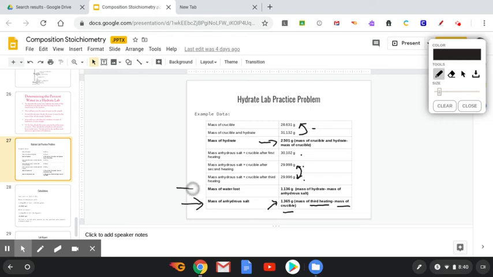To figure out the mass of your water lost, you're going to take the mass of your hydrate, which we have up here, and subtract the mass of your salt, which you have here. Okay, so mass of the hydrate minus the mass of the salt, and that gives us 1.136. Okay, so this is how you would fill out your data table, and this will be available for you to go back and reference. I will post this PowerPoint along with this video so that you can reference the PowerPoint also.